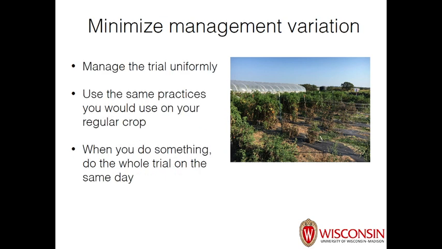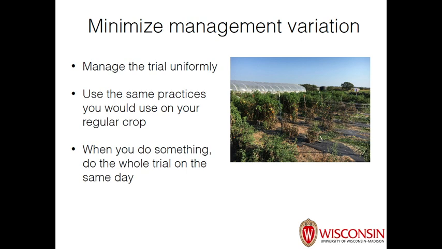In terms of management, you also want to make sure you manage the trial uniformly. That means the same crop history, the same species the year before. Not the same species as you're trialing, but if you're planting a tomato trial, maybe the year before it was all in broccoli or all in a cover crop. You wouldn't want to put it on a field that was half potatoes and half carrots.